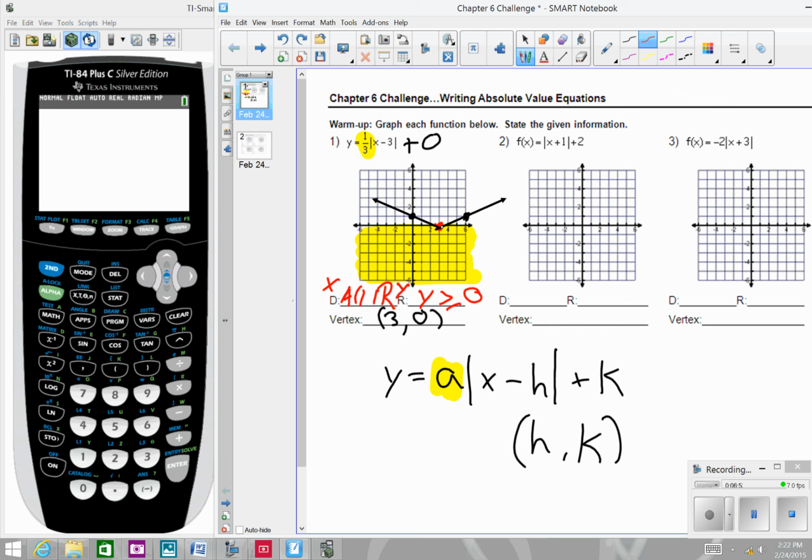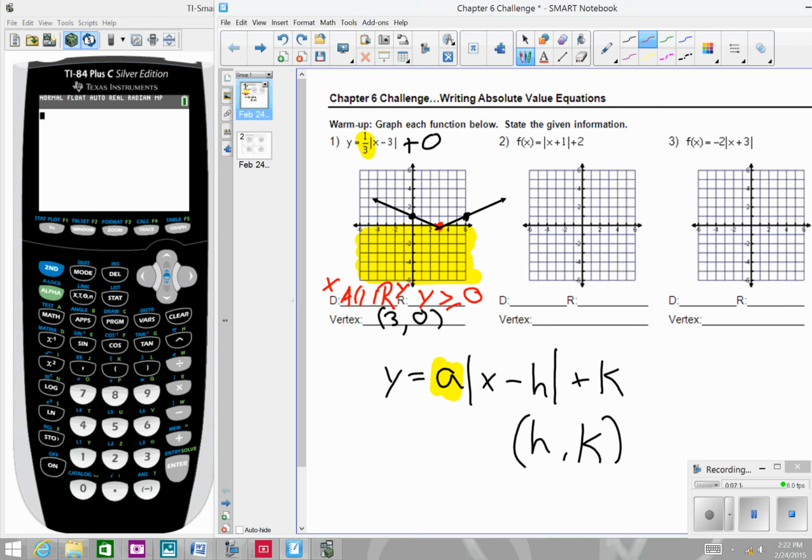Now, if this graph would drop down to -1, I would say all my y values that are greater than or equal to -1. Now, if this was a maximum point and my peak was up here, I would talk about all my y values that are less than, because my graph is below that boxed in point.